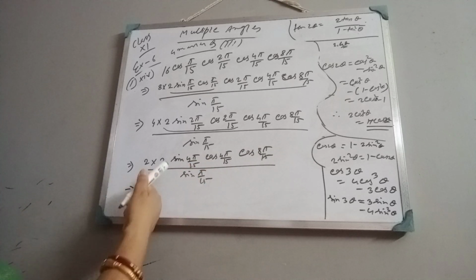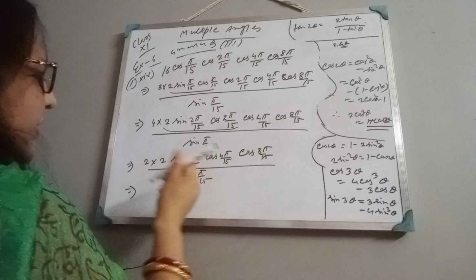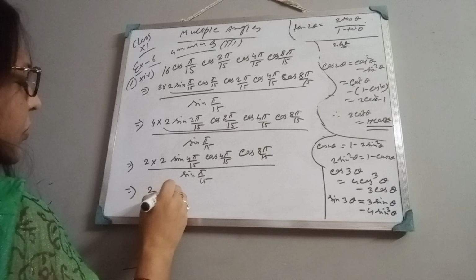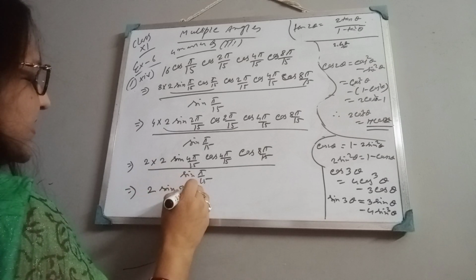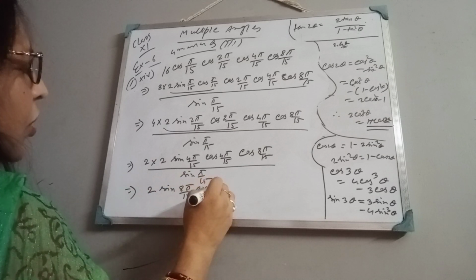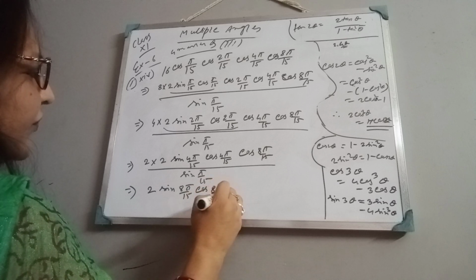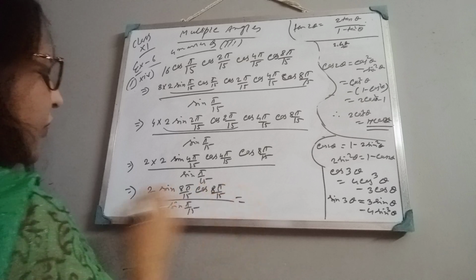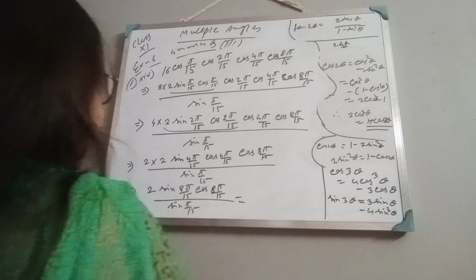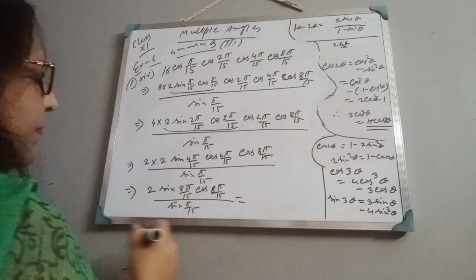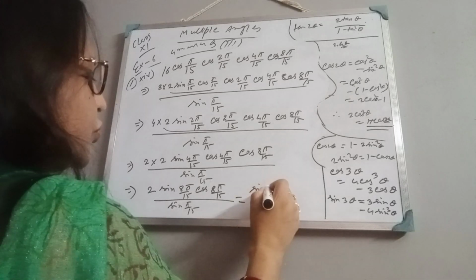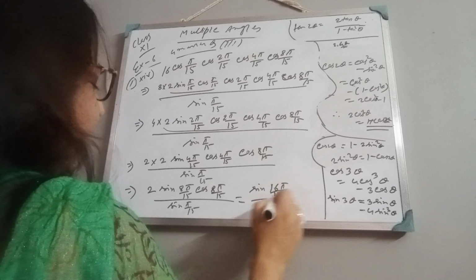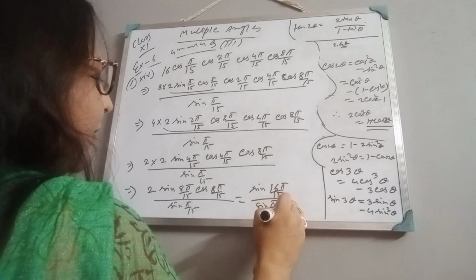Okay, now again this is 2 sin a cos a, so we can write sin, and 2 is already there, so 2 sin(8π/15) cos(8π/15) by sin(π/15), which is equal to 2 sin a cos a means sin 2a, so sin(16π/15) divided by sin(π/15).